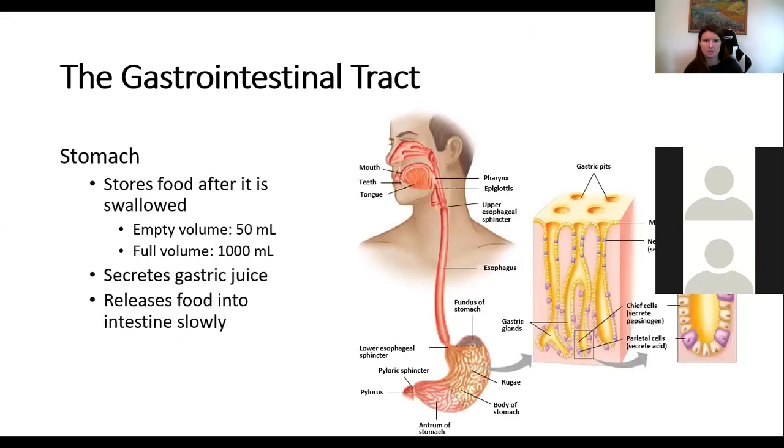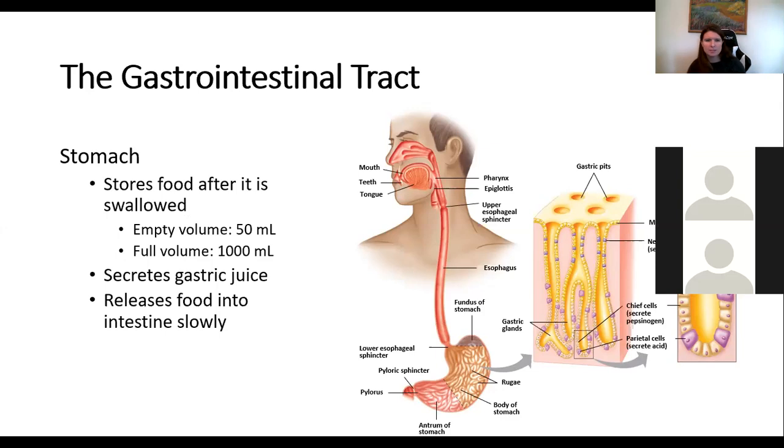Okay, so our stomach is where food gets stored. The stomach is where food starts to pool after you swallow it and it travels the whole length of the esophagus. The stomach is also really expandable. When it's totally empty, it has a volume of about 50 milliliters, but at full volume, it expands to about 1,000 milliliters, right? So it has some structures that allow it to get much bigger, but also to collapse down.